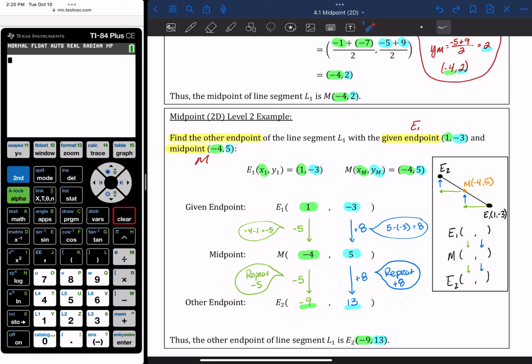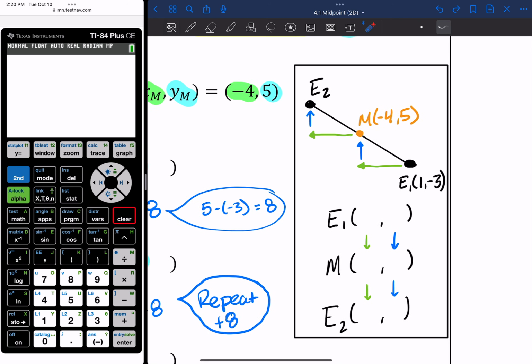They're going to give you other midpoint questions like this one. Find the other endpoint of line segment L with the given endpoint of (1, -3) and the midpoint (-4, 5). Okay, so essentially this is what they have. They give you one endpoint and the midpoint. You need to find that other endpoint.